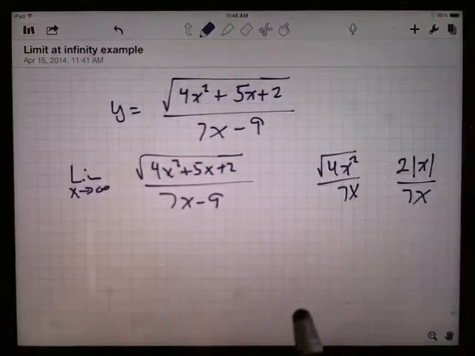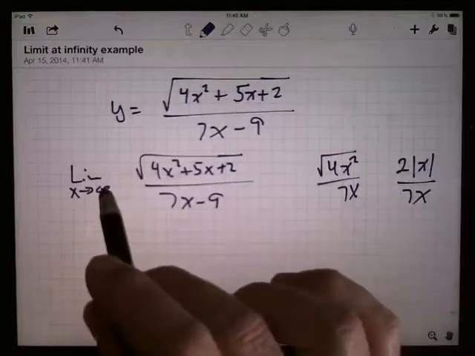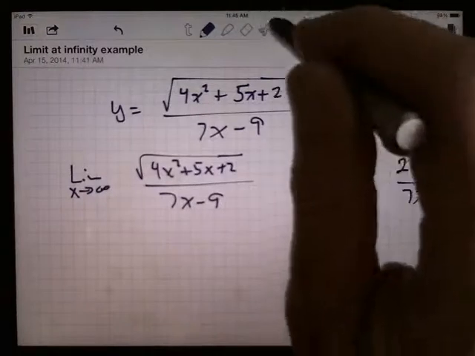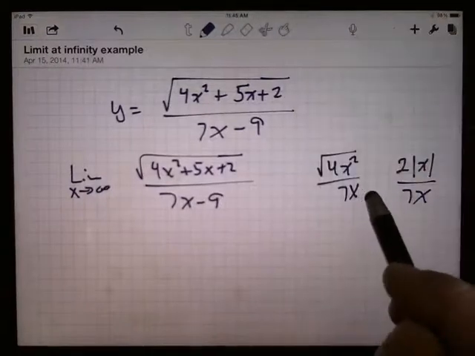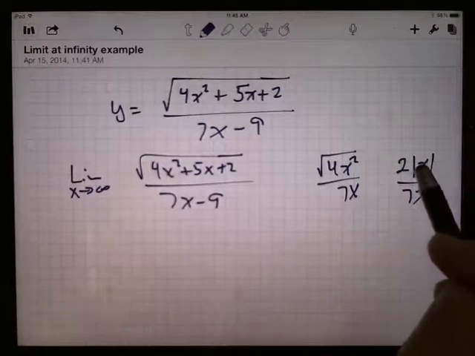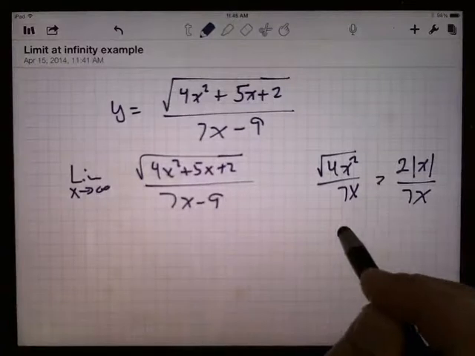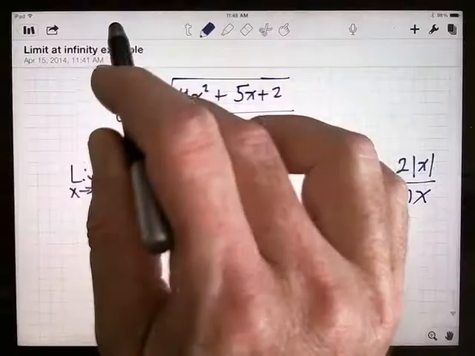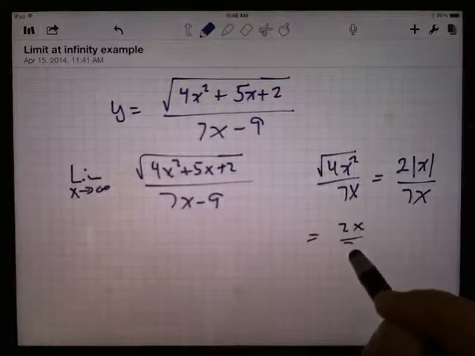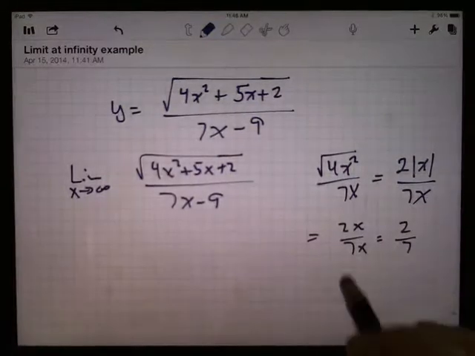And this is how I end up with two different limits. When x is going to infinity, I do know x is positive, so this absolute value sign really doesn't do anything. This is just 2x over 7x, and so the answer here is 2/7. The x's cancel out.